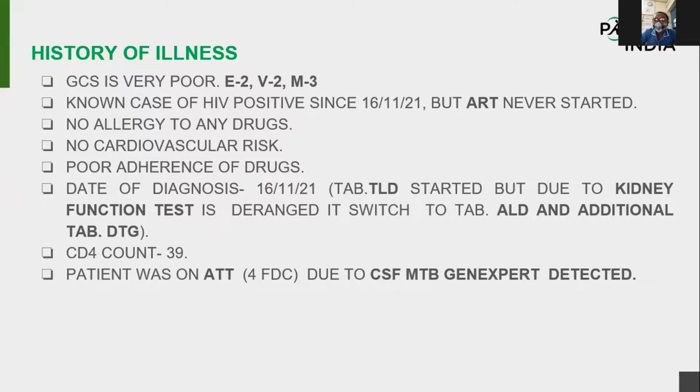When he came to our facility, we started the tablet TLD, that is T for tenofovir, L lamivudine, and D dolutegravir. After that we changed to ALD because the kidney function test was deranged and creatinine level was increased. Because of that we switched to ALD, that is A for abacavir, L for lamivudine, and D dolutegravir, and additional DTG we used to give him. His CD4 count was 39. Patient was on ATT, 4 FDC we used to give due to CSF MTB gene expert detected.